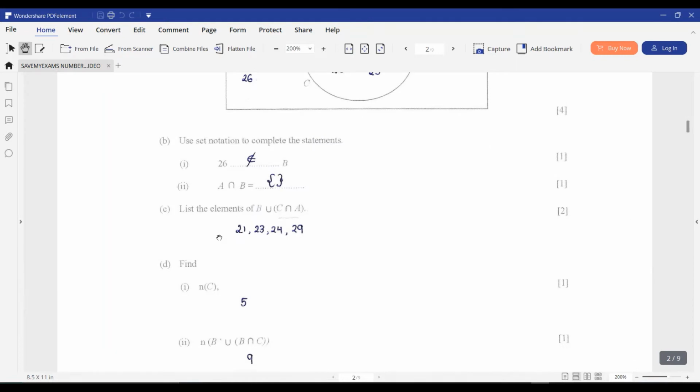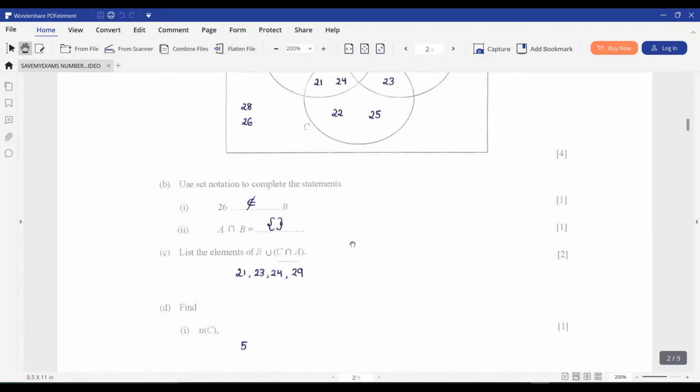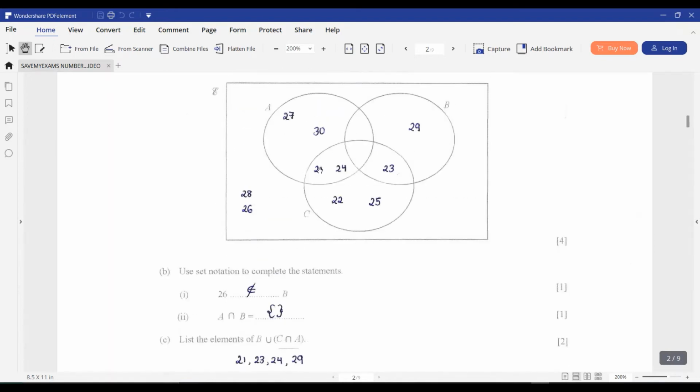List the elements of B union open bracket C intersection A close bracket. So the first thing we'd like to do is C intersection A. C intersection A are 21 and 24. Now unite these with the numbers in B, so 23 and 29. Put them together. So the numbers are 21, 23, 24, and 29.